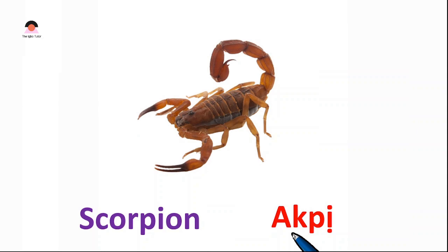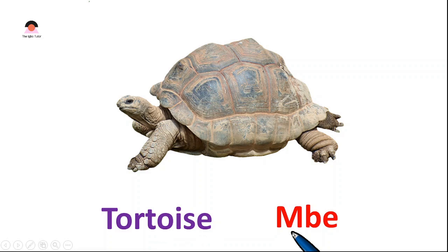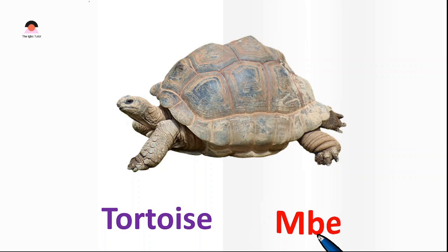And the next we have is scorpion. We call scorpion api in Igbo. That is scorpion for you. The next is tortoise. We call it mbe in Igbo language.